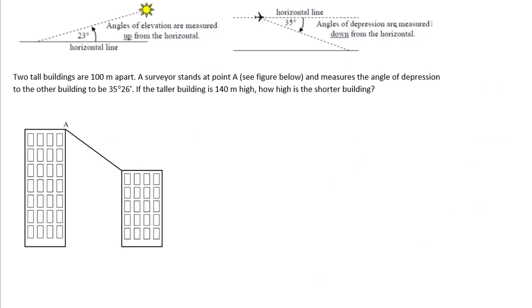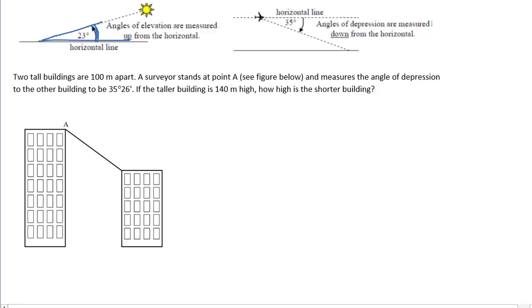Okay, so first let's talk about angles of elevation and angles of depression. Angles of elevation and depression are just angles looking up or looking down. But the problem is people always draw the angle of depression in the wrong spot. The angle of elevation is pretty easy to spot. You've got a horizontal line. If you look up, the angle of elevation is what you get from looking up.